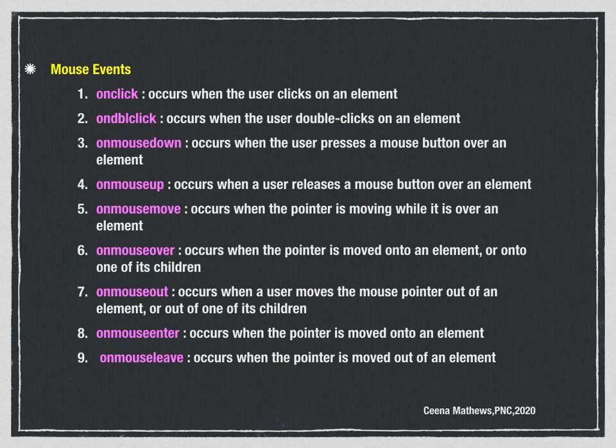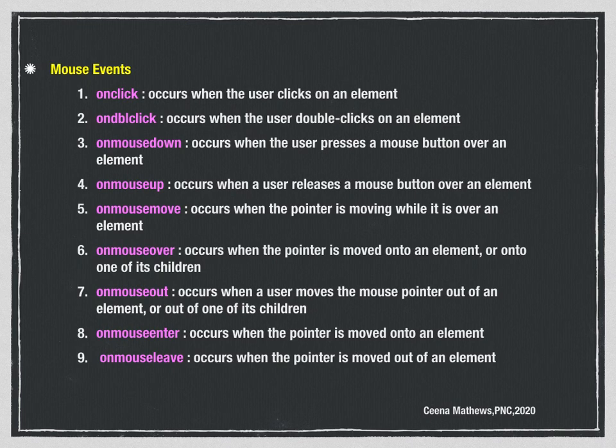Next is on mouse over. This occurs when the pointer is moved onto an element or onto one of its children. That is, mouse pointer is over the element, then this event occurs.